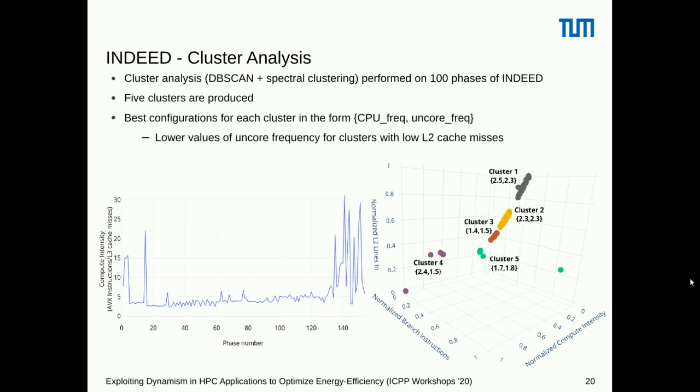We evaluated a methodology using the input side for a steel benchmark for a total of 100 iterations of the simulation loop. The figure on the left shows the trend for the compute intensity for the entire application run. Here, the first phases are computationally very cheap, since there is no contact between the tools and the workpiece yet. The figure on the right illustrates the final clustering obtained after performing DBSCAN followed by spectral clustering. 5 clusters were produced. Clusters in regions of low compute intensity benefit from a lower CPU frequency, for example, in cluster 5.